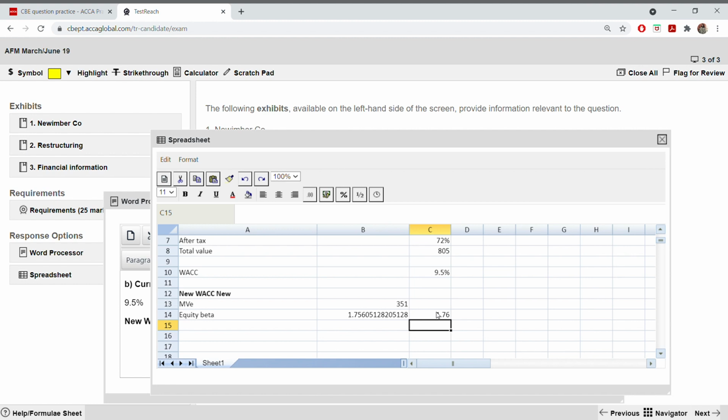Technically you will know whether you are correct or not logically. There's a way to understand whether this is correct or not. Because this has to be greater than 1.21, because asset beta is always less than equity beta. Asset beta is 1.21, equity beta is 1.76. So it makes sense that this is correct.